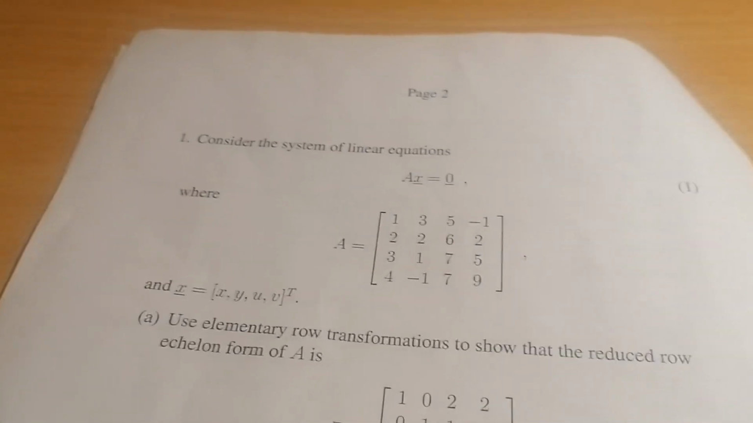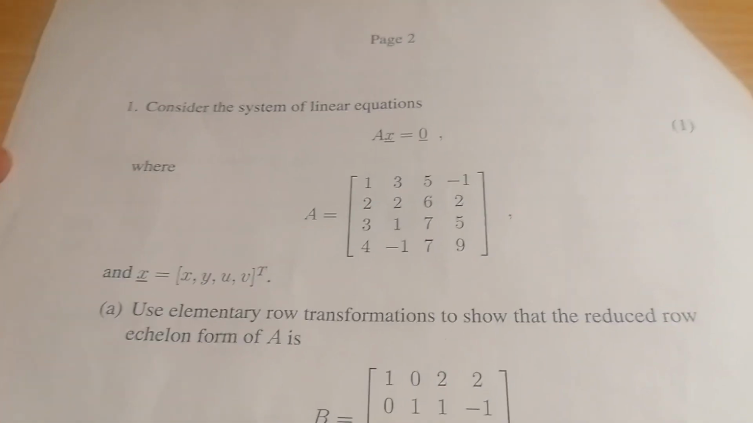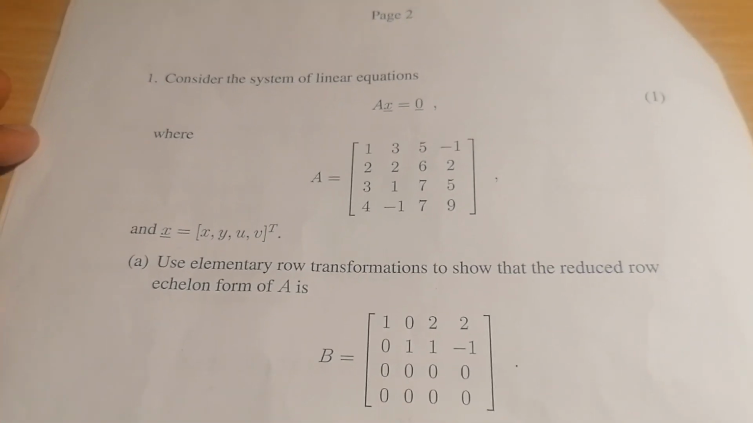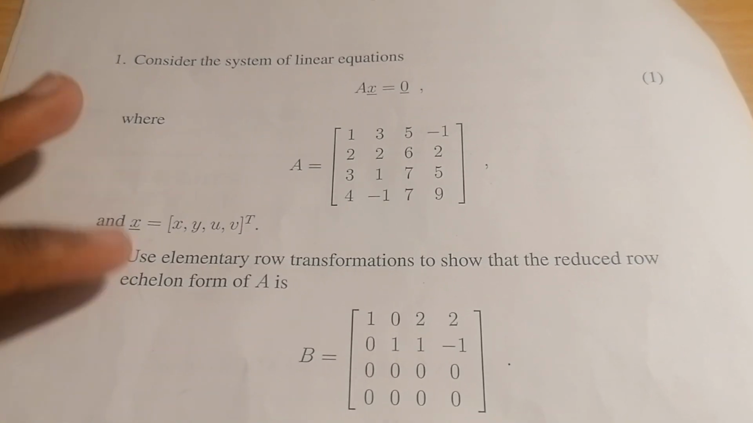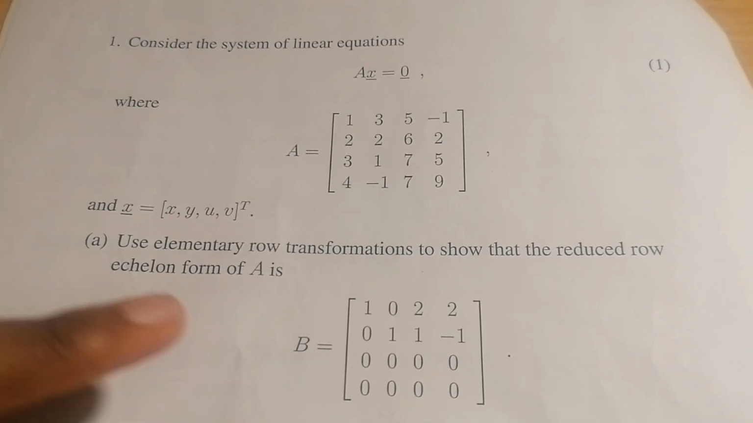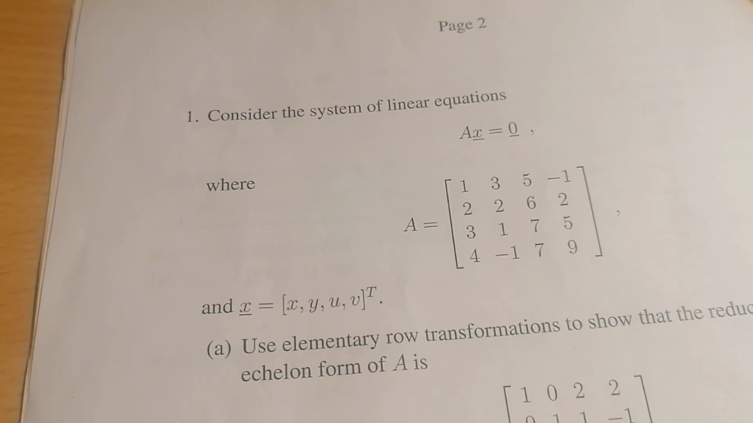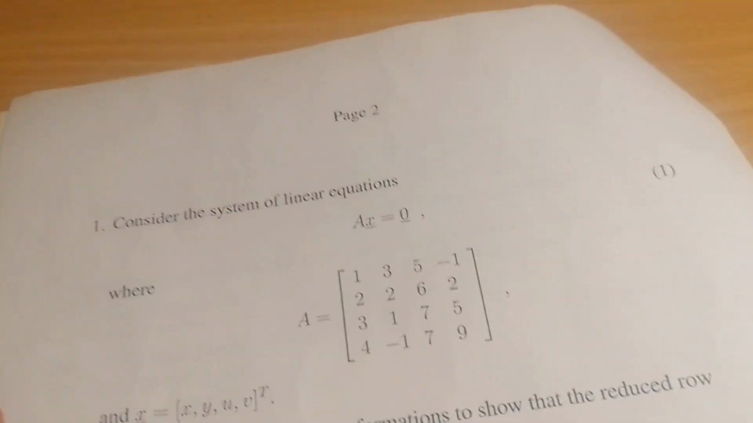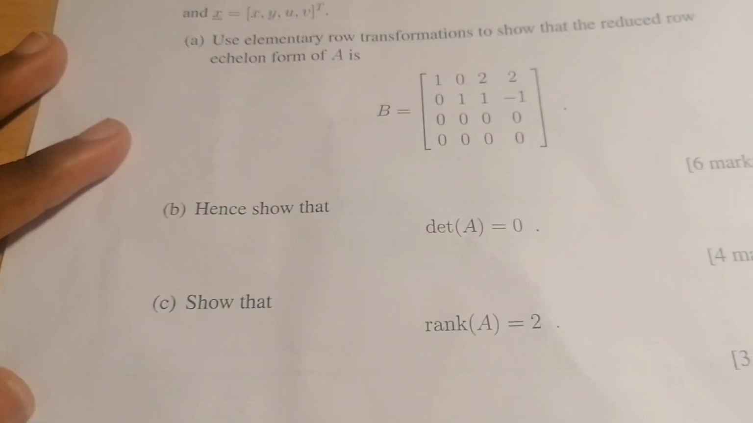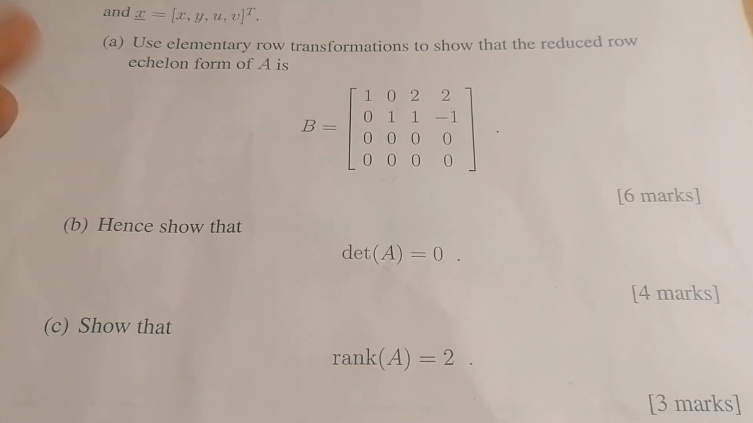I was actually able to take the question sheet home with me, so that's great. We can look through some of the questions now. So yeah, nothing too bad here. Row transformations to show the RREF of A is that. Yeah, I was a bit nervous at first, but once I got into the swing of things, this was much quicker. For this one, hence show that det of A equals 0 and the rank of A is 2.